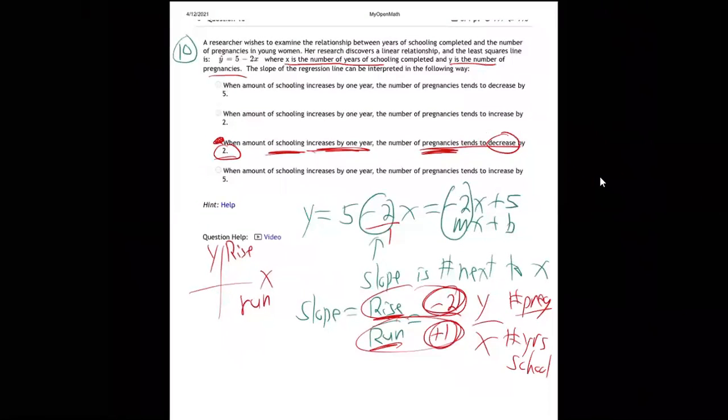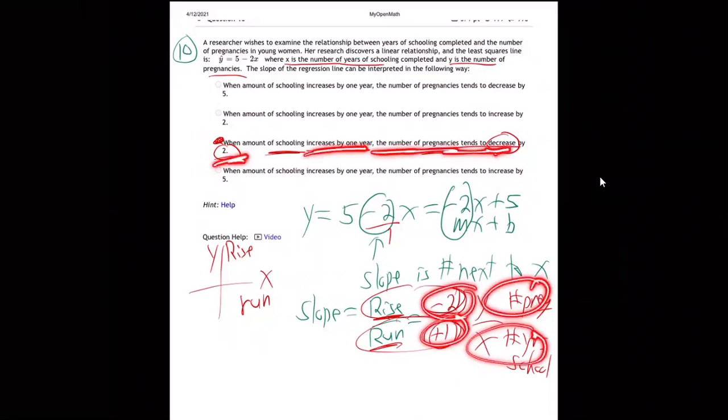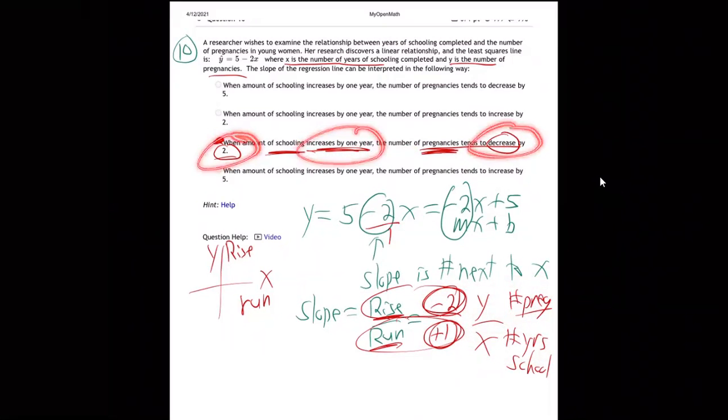So the slope is rise over run, and that's y over x, and y is pregnancies, x is years of schooling. That means number of pregnancies goes down by 2 for every 1 increase in education. So that graph tells us about society. Young women that do more college probably end up having less babies on average. There we go.